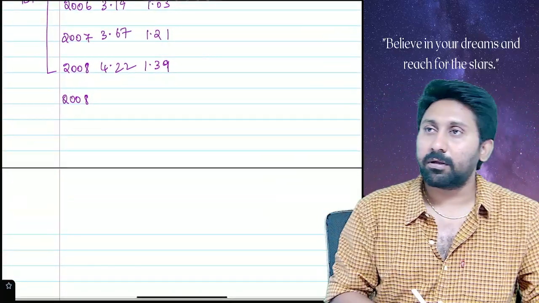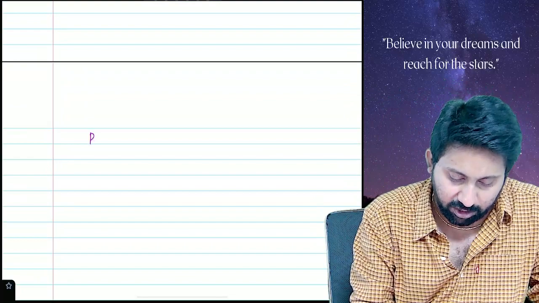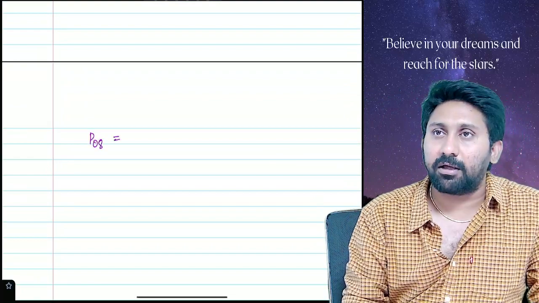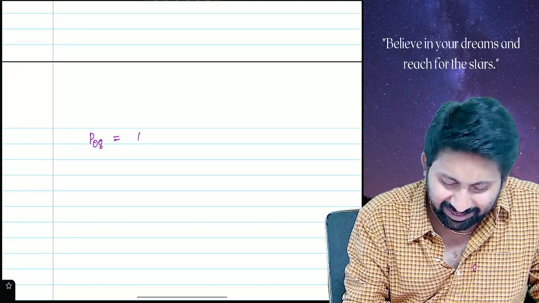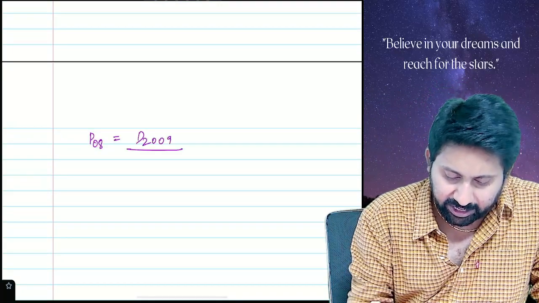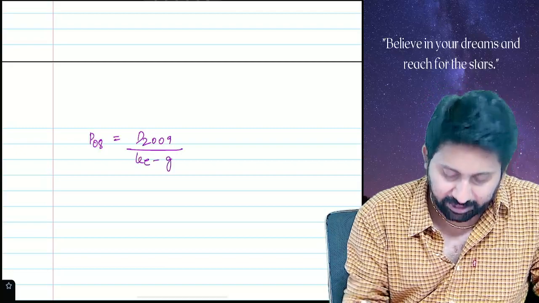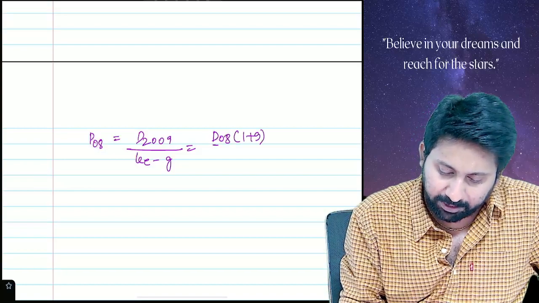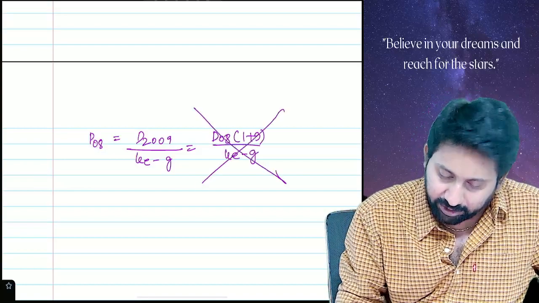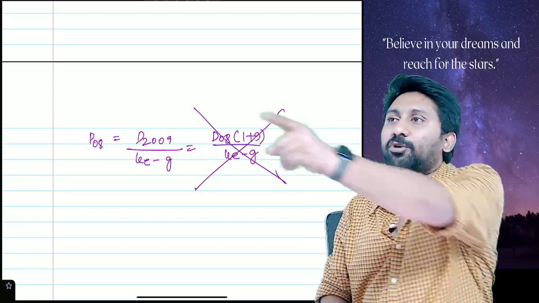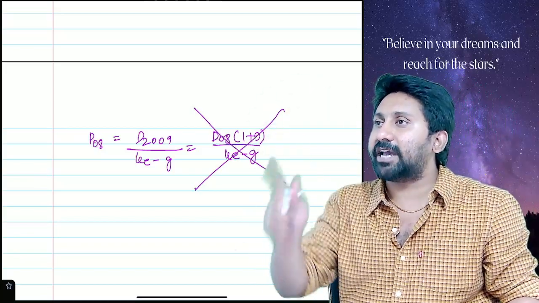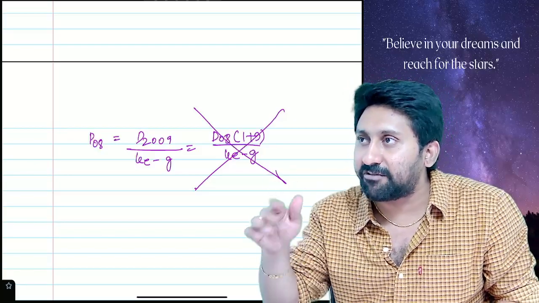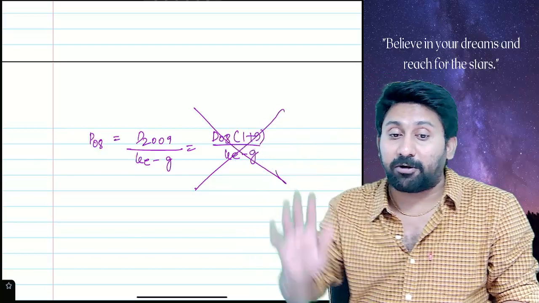Answer to my question. We want value at the end of which year? 2008. Formula. Tell me. D 2009 divided by K minus G. D 2009 can be written as D 2008 into 1 plus G divided by K minus G. Wrong. You should not do like this. I told you very clearly. Payout ratio changed or not changed? Changed. Payout ratio is changing from which year? 2008 onwards, payout ratio is changing.